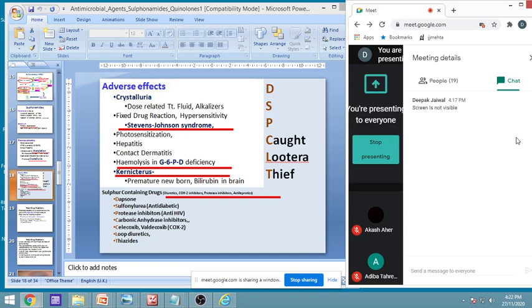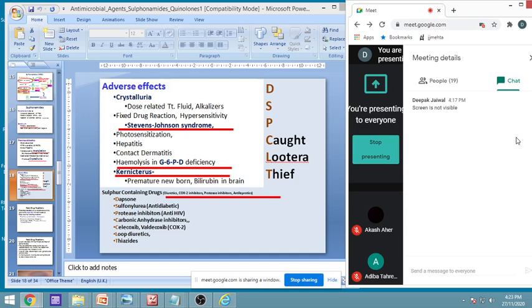if this deficiency is there, again there are genetic features. Some of the races, particularly African people, have comparatively lesser activity, or there is a deficiency of glucose 6-phosphate dehydrogenase. In these people there will be hemolysis. Hemolysis means breakdown of RBCs, and that can be dangerous.